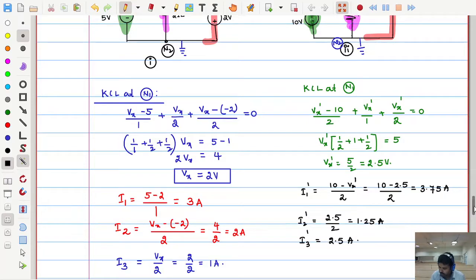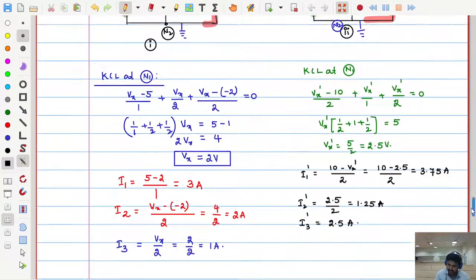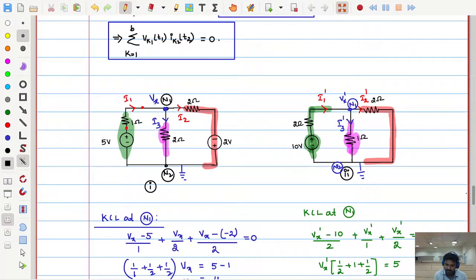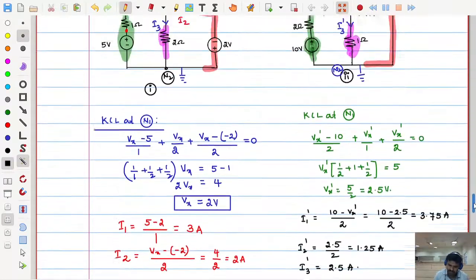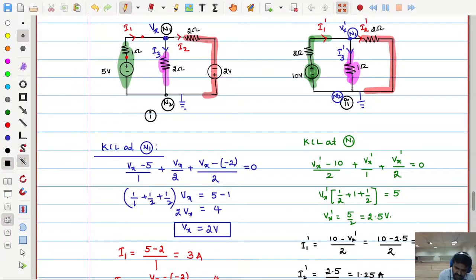Now see how I will apply Tellegen's theorem, very carefully observe. I will take the first circuit voltages and second circuit currents. First circuit each branch voltage and second circuit currents. See that in the first circuit, this corresponding branch voltage, how much is the voltage? 5 volts. How much is its current? I1. Is this clear? Similarly, here in that same corresponding branch, how much is the voltage? 10 volts. What is its current? I1 dash. Got my point?